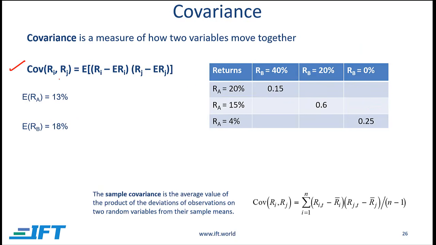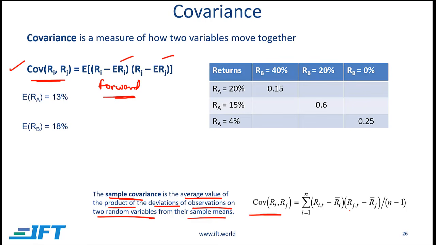This is a positive number as we expected, which means that A and B move up and down together. The formula that I've shown you here is the population covariance, and this is based on forward-looking estimates of the returns for I and J. But sometimes analysts might want to estimate covariance based on historical data, and in that case we use the sample covariance. The sample covariance is the average value of the product of the deviations of observations on two random variables from their sample means. And here is the formula.